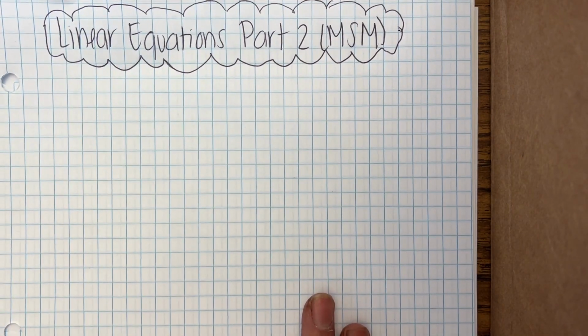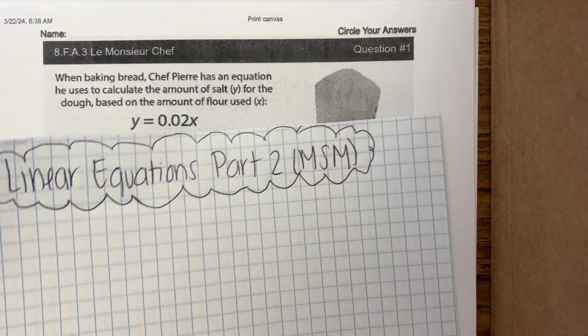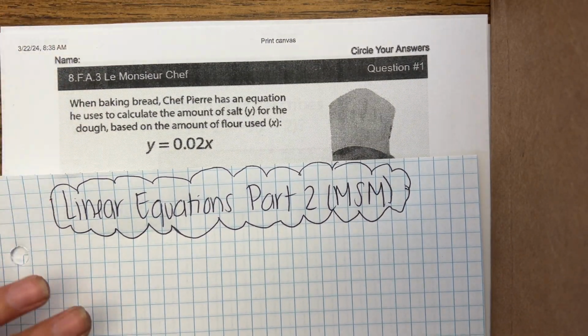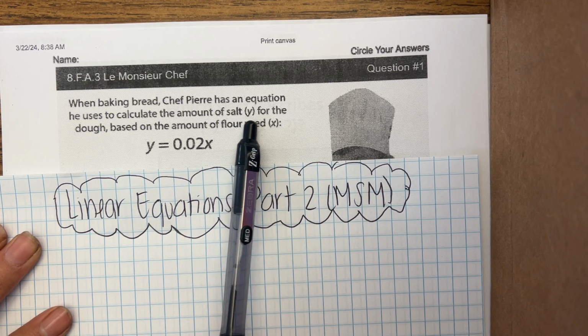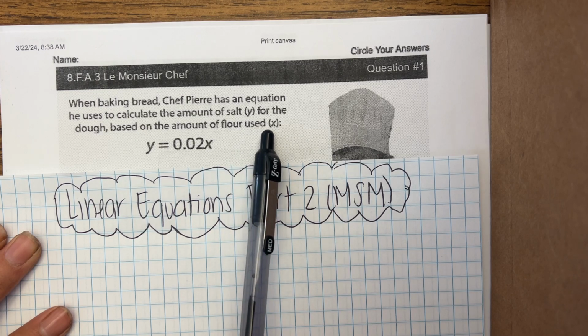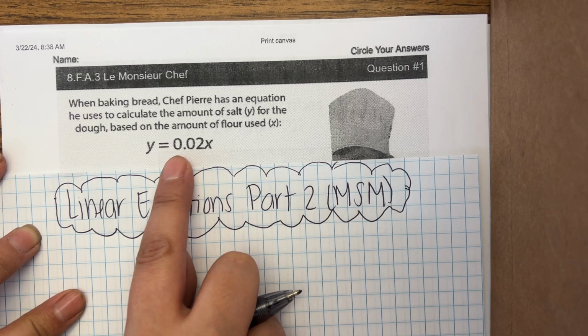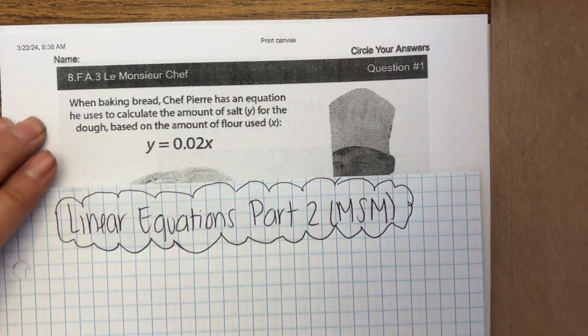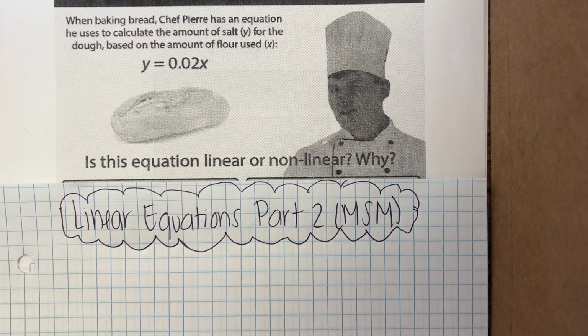Okay. So the first question that we have on our clicker quiz is, when baking bread, Chef Pierre has an equation he uses to calculate the amount of salt for the dough based on the amount of flour used. Remember, the amount of salt is our output and the amount of flour is our input. So we have this equation, y equals 0.02x. Okay? And our question is, is this equation linear or nonlinear, and why?